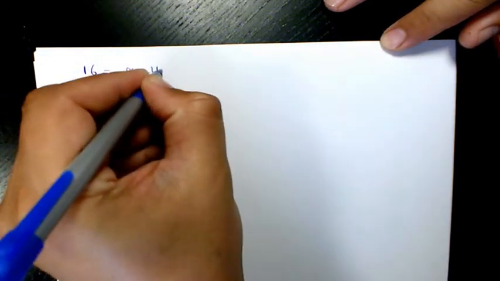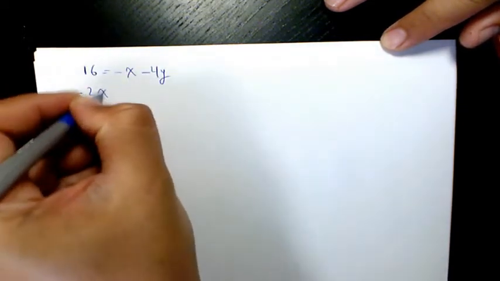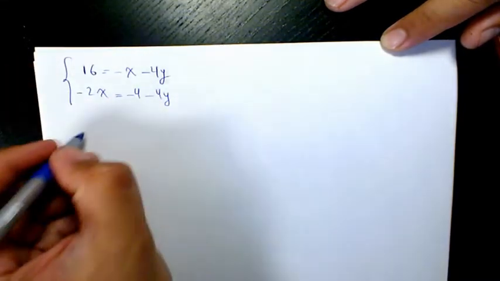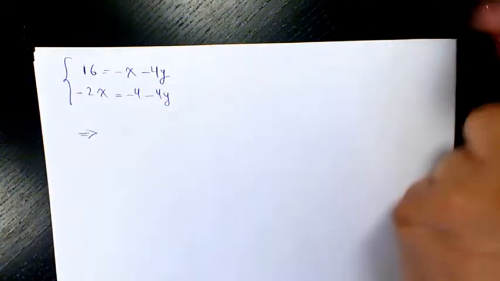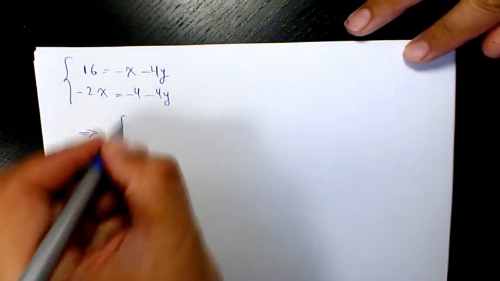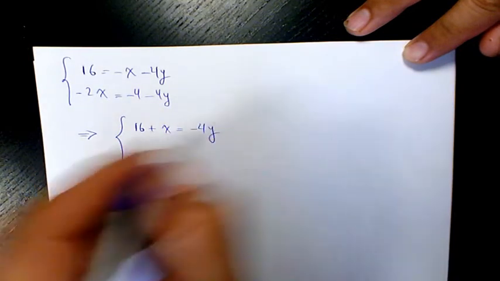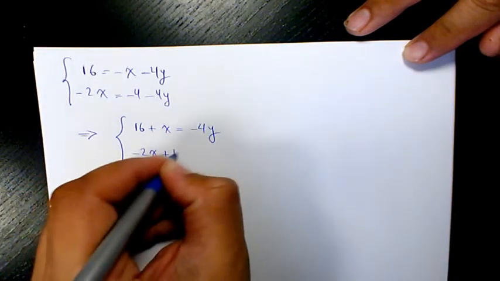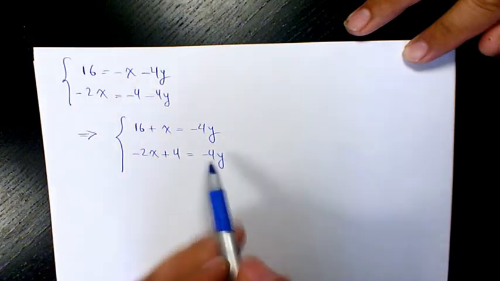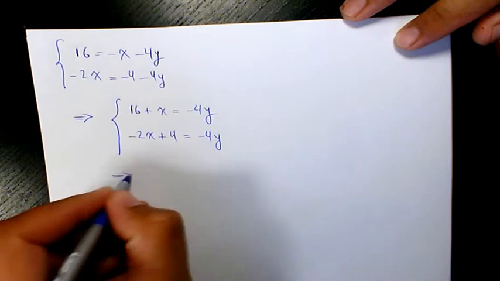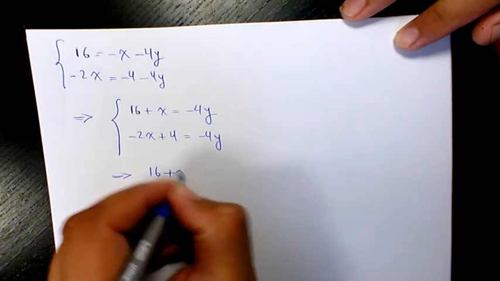Next example is 16 equals negative x minus 4y. Negative 2x equals negative 4 minus 4y. So here we can use a trick. We can write it as 16 plus x equals negative 4y. Negative 2x plus 4 equals negative 4y. Now since the right hand side of these two equations are the same, the left hand side must be the same as well.